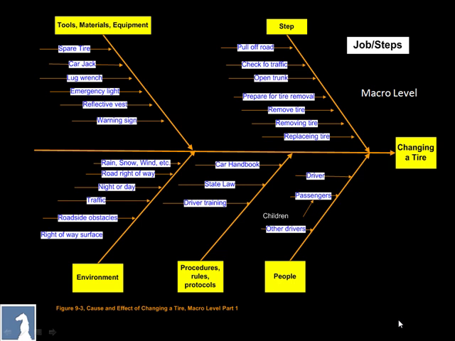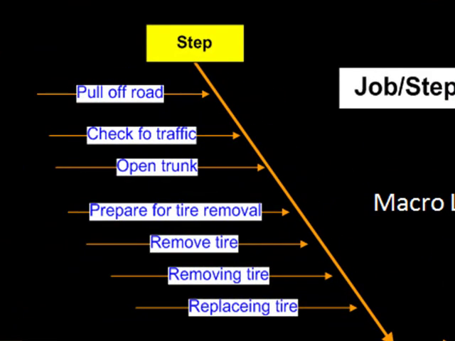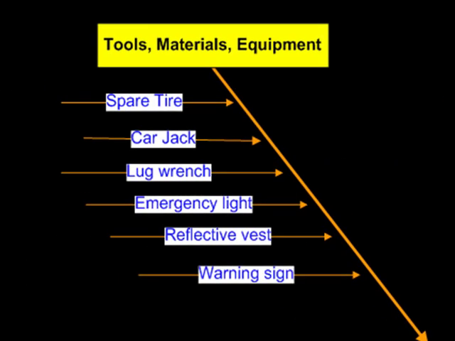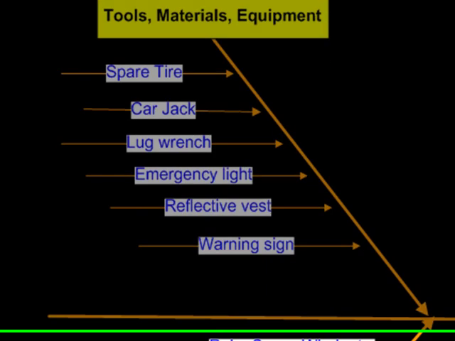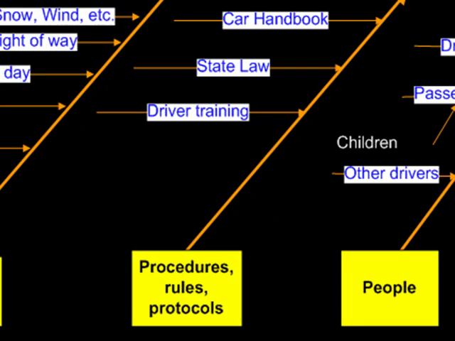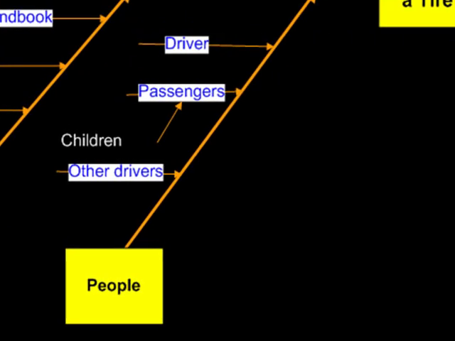By using the cause and effect diagram at a macro level and the use of the 5 ribs as we've outlined here, you can step back away from the job of changing a tire and begin to see the interrelationships between the steps required, the tools, materials, and equipment required so that you can identify that everything's there, the environment, the procedures, rules, and protocols, and people. How do these all interact, and do they all work together effectively?